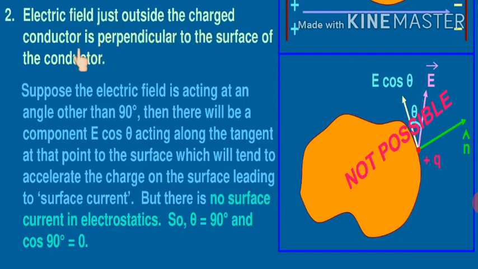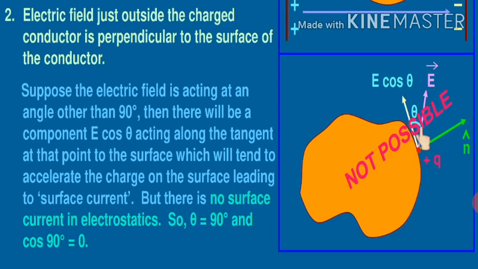The next property is that the electric field just outside a charged conductor is perpendicular to the surface of the conductor. It means whenever we are talking about a conductor, the electric field will always be normal. It will always make a 90-degree angle with the surface of the conductor. Now how do we justify this? Suppose the electric field is acting at an angle other than 90 degrees. Consider the case that the electric field is not normal, and it is making an angle theta with the surface of this conductor.